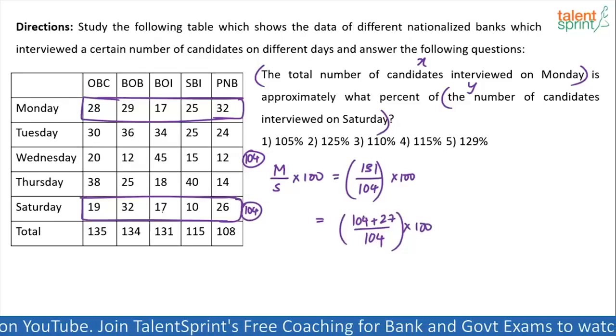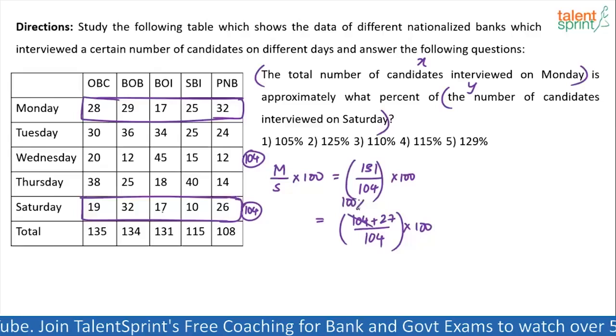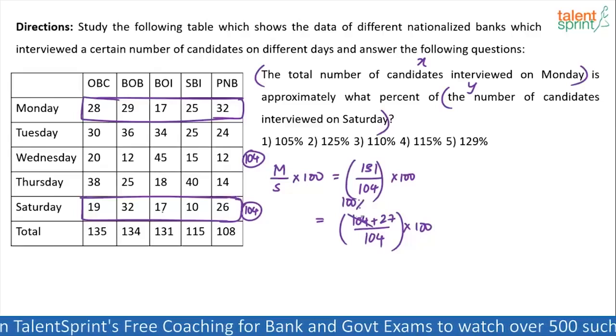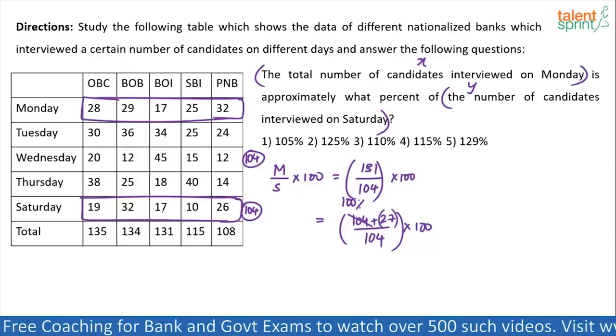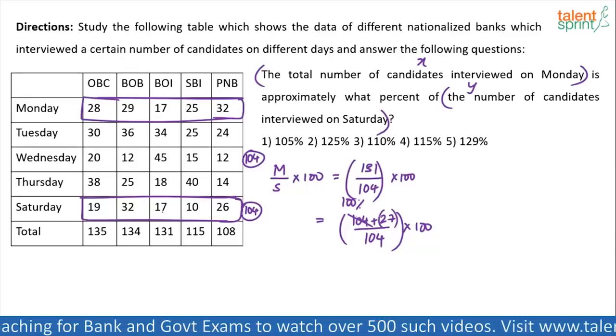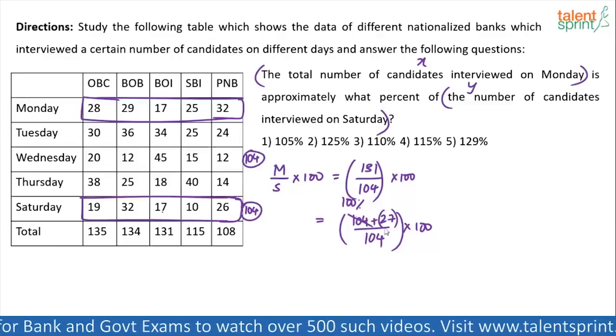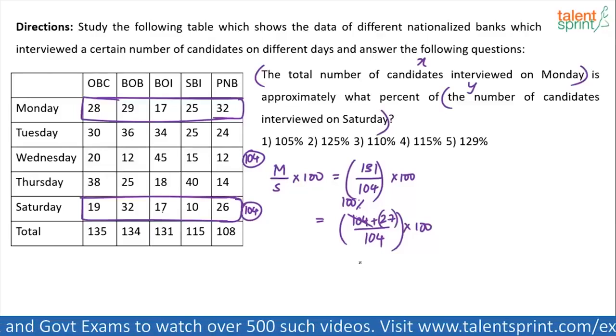Now why 104 plus 27? Because this will become 100%. 104 by 104 is 100%. Extra is how much? 27. 27 is what percentage of 104? Exactly 25%, because 27 by 104 is 1 by 4.